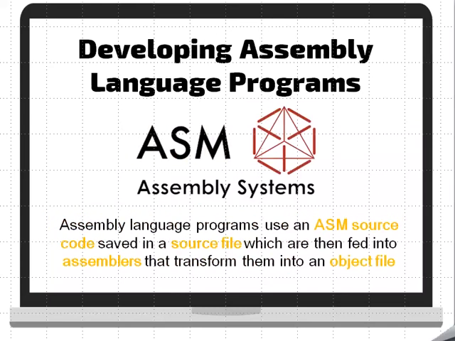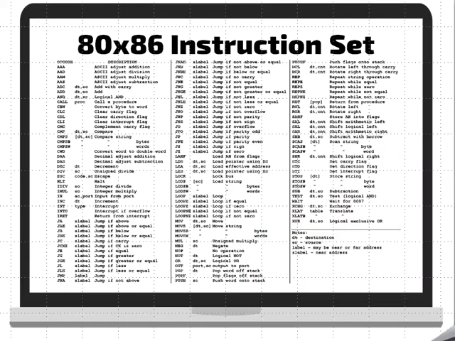So assembly language programs use an ASM source code saved in a source file, which is then fed into assemblers to interpret this source code and transform it into an object file which the computer can then take action on. So for the 80x86 instructions, the 80x86 has a vast amount of instructions which we can see here in this instruction set.